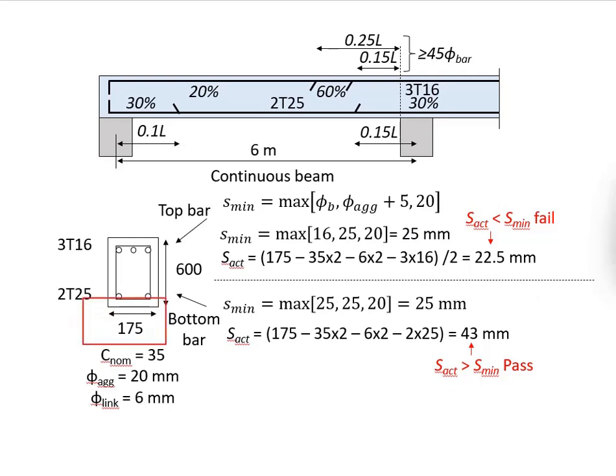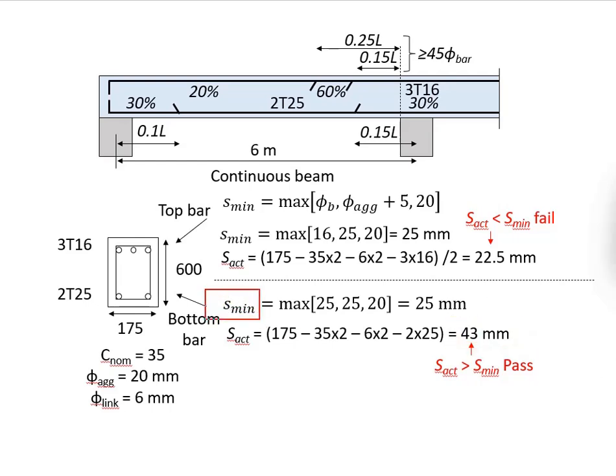With the given width of 175 mm minus the cover from both sides, which in this case is 35 mm, minus the links from both sides, which is 6 mm, and then minus the two tension reinforcement bars, which in this case are 25 mm diameter, as indicated by the calculation here. The spacing available between the reinforcement bars will be equal to 43 mm.